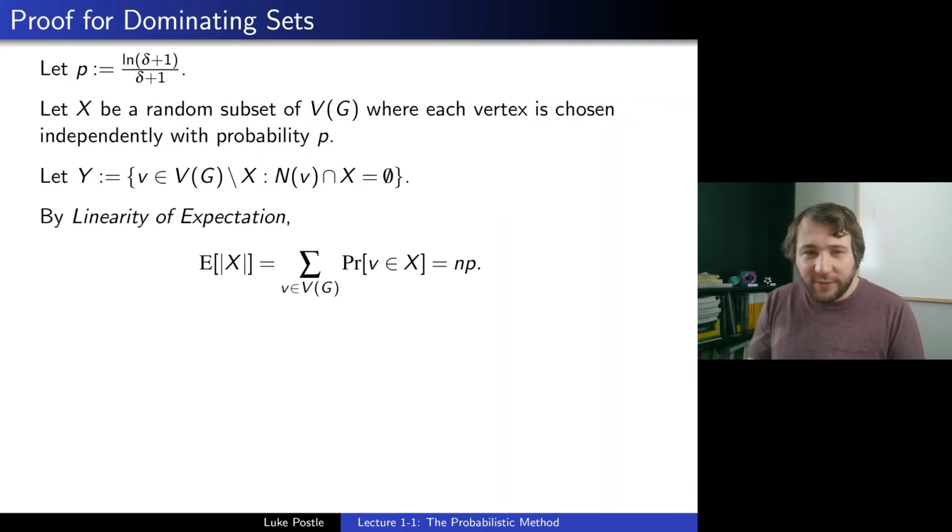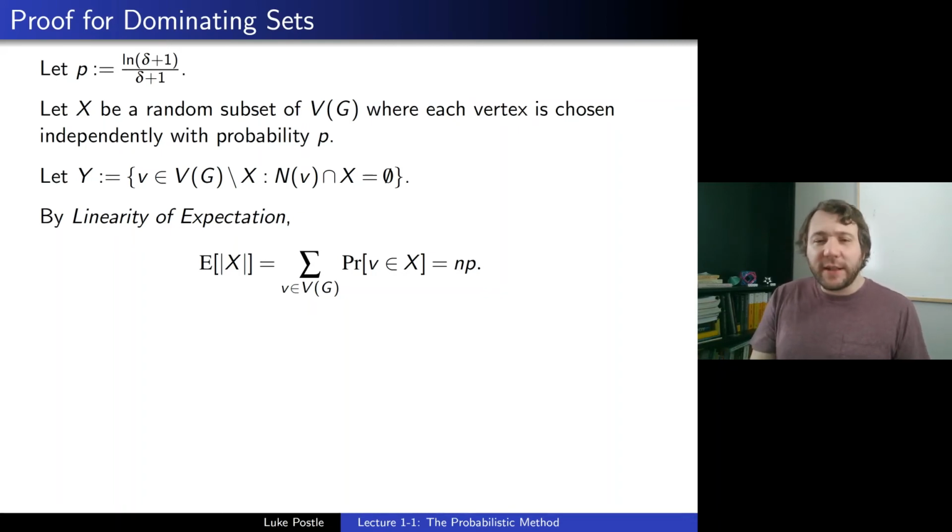So by linearity of expectation, E of x is equal to the sum over v in V(G) of the probability that v is in x, which is each with probability p, and the sum adds up to n times p. So what is the linearity of expectation? If a random variable is the sum of other random variables, then the expectation is the sum of those expectations. And so you can view this as the size of x being the sum of indicator random variables for each vertex. So is this vertex in or not? So you can think of that.